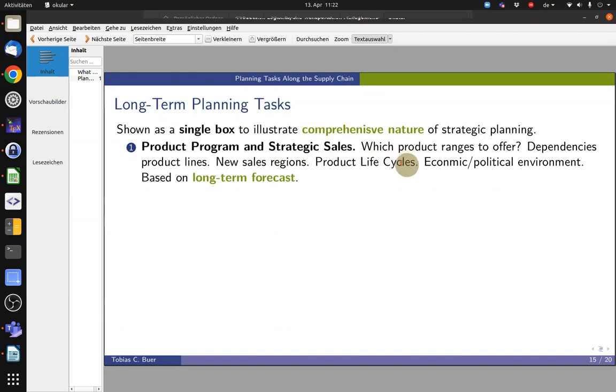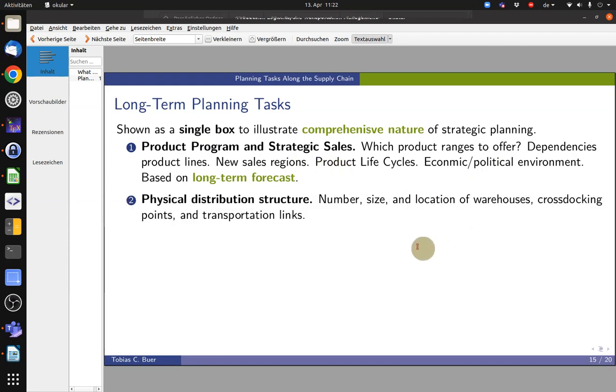The product life cycle will be discussed and influence the decision making. How long is our product in use? Will there be updates? What happens during the product life cycle? And we will consider the economic and political environment. So now with the war in Ukraine, for example, the long-term plan needs to be updated because maybe the Ukrainian market is no longer available. Maybe I cannot buy raw materials like grain from Ukraine. And all these things are based on long-term forecasts.